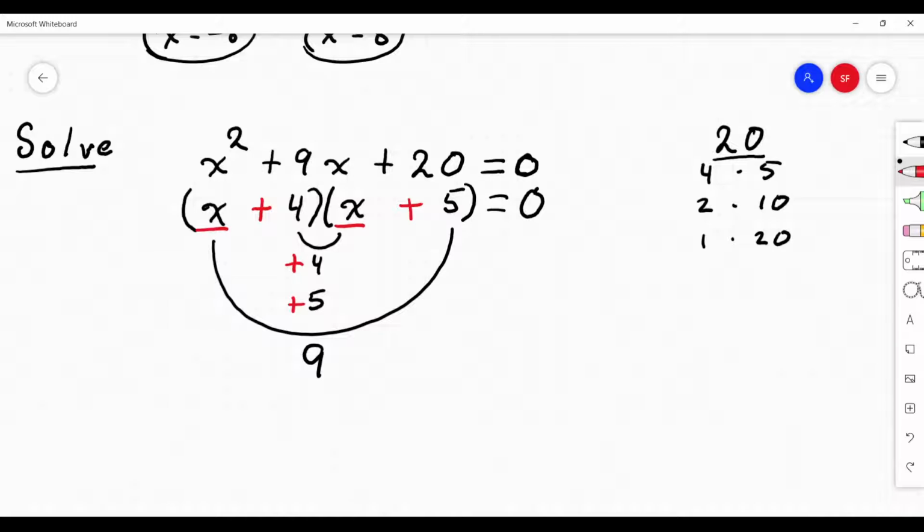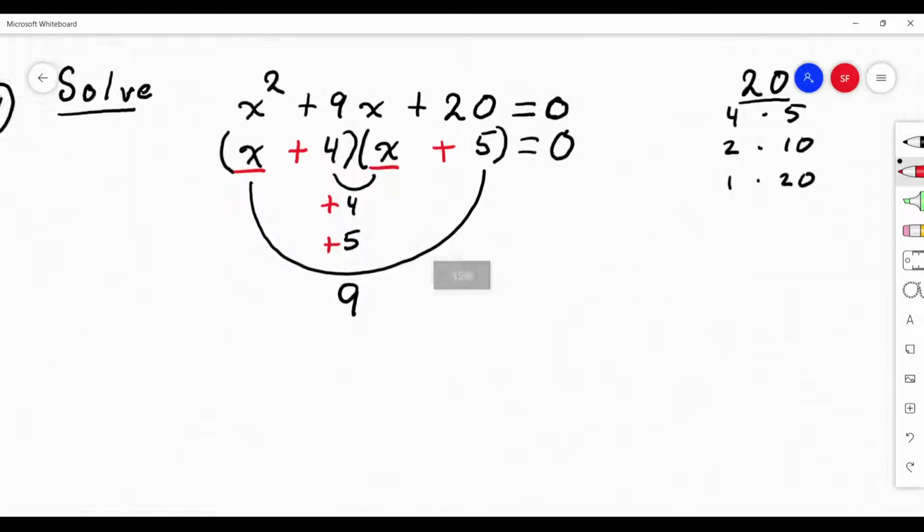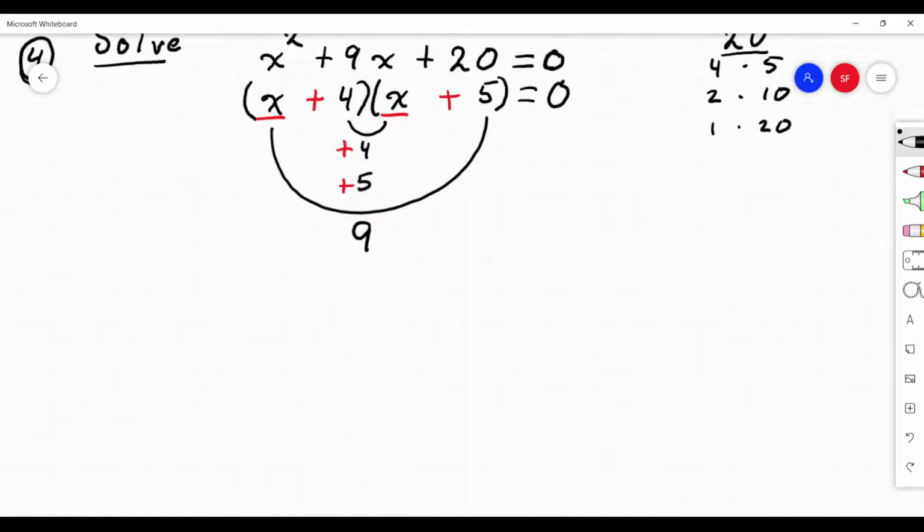So now what's our next step going to be? Same as we've been doing. So what do we do? x plus 4 equals 0 and x plus 5 equals 0. That's right.